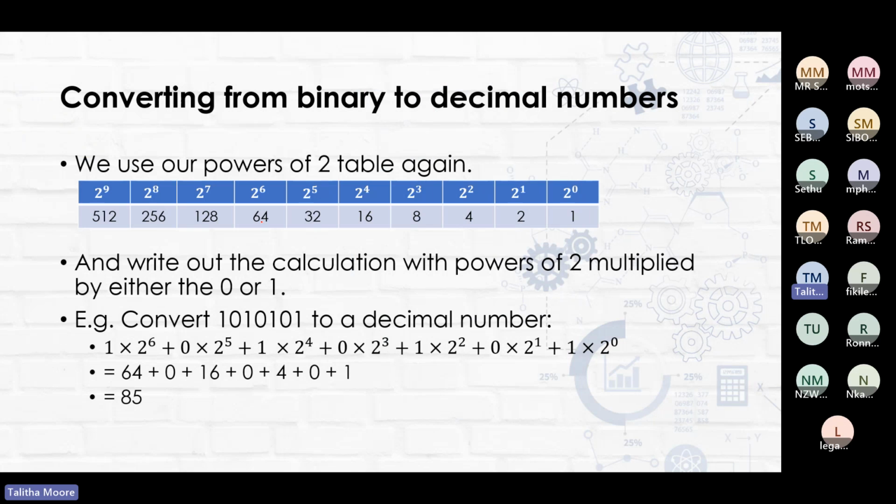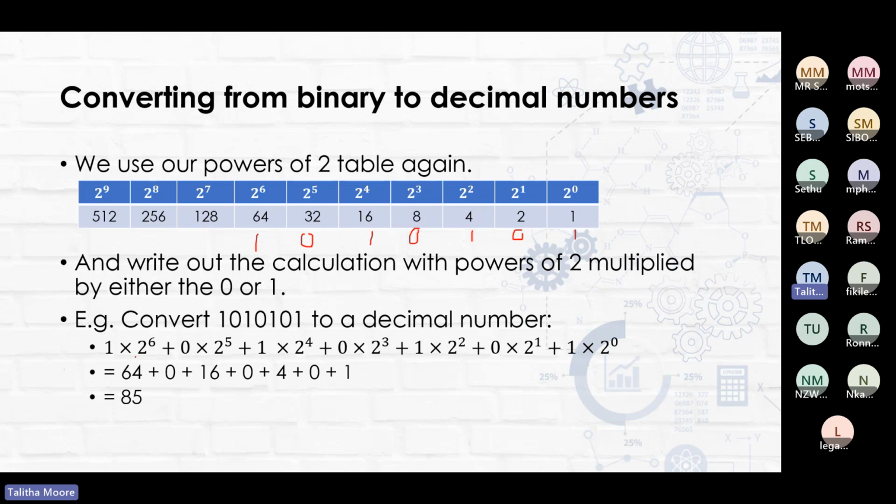Okay, now how do we convert from binary to decimal numbers? Again, we use our tables, but we write out our calculation using our 2 to the 9, 2 to the 8, and so on. So if we convert 1010101 to a decimal number, we've got how many places here? 1, 2, 3, 4, 5, 6, 7. So if we write from the back 1, 0, 1, 0, 1, 0, 1, we see that we start at 2 to the 6.